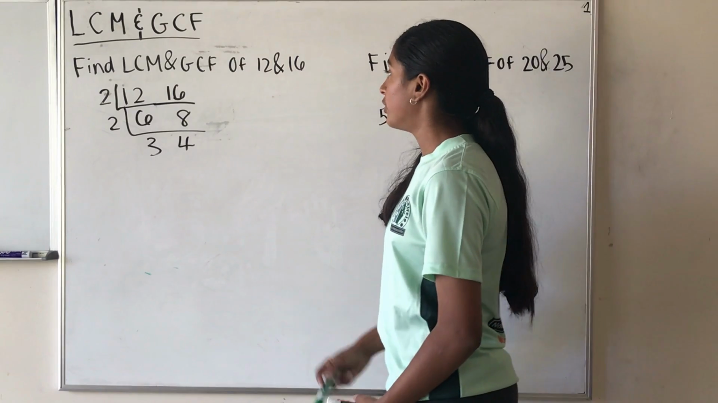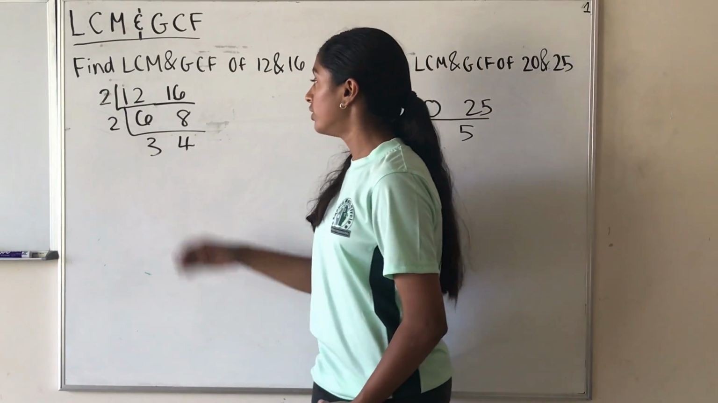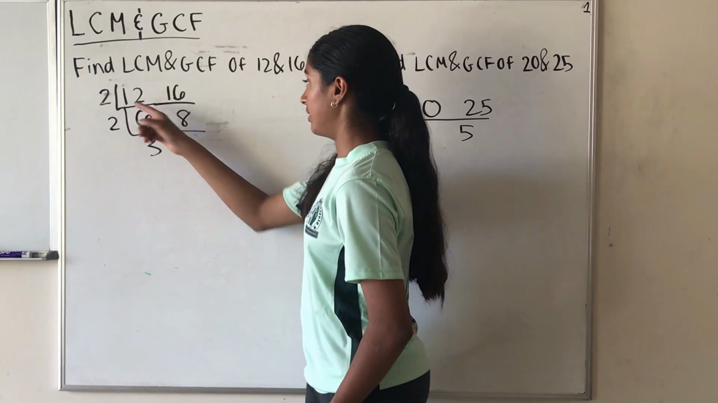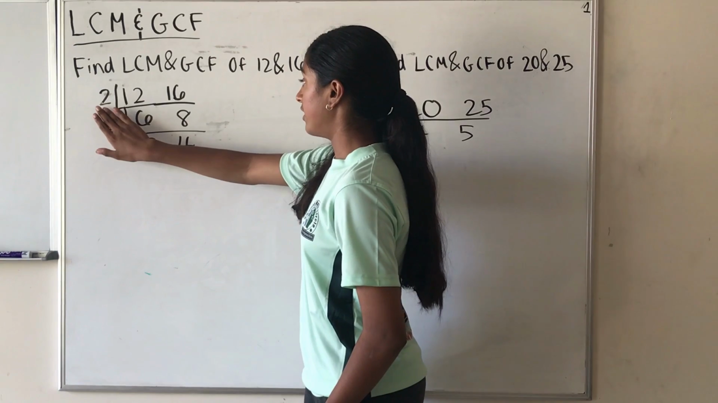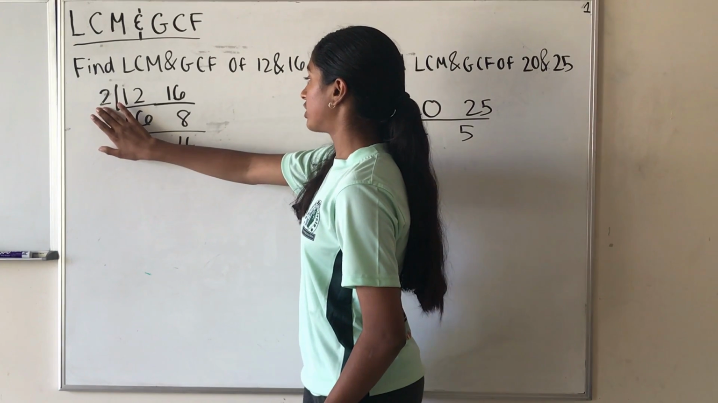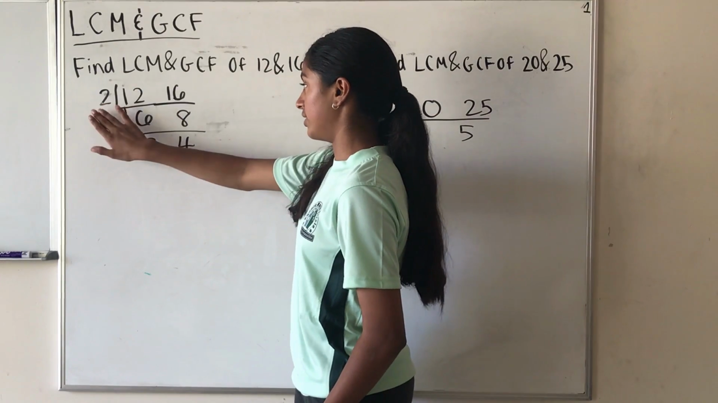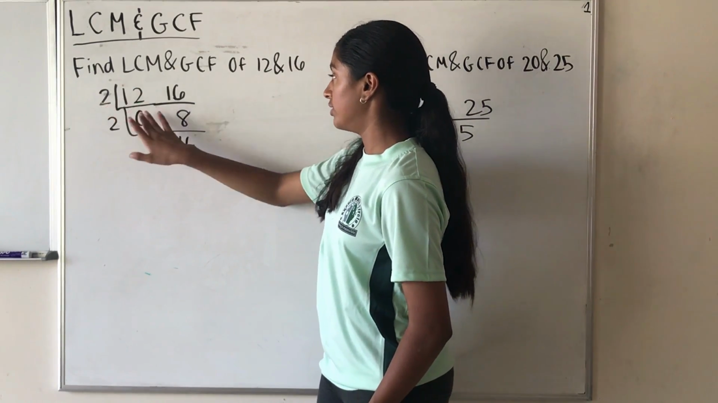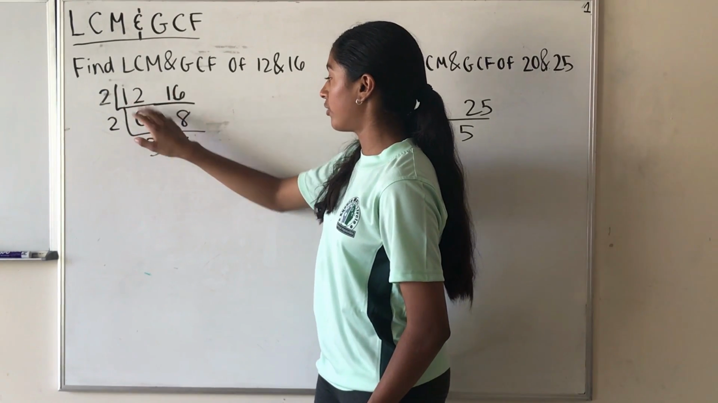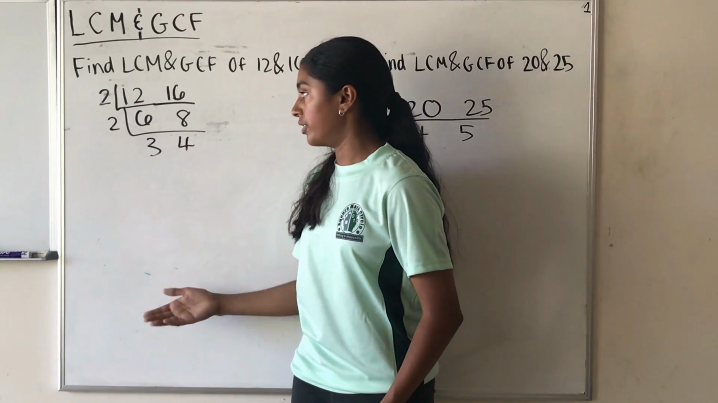So in this problem, you need to find the LCM and GCF of 12 and 16. So first what you do is you write down the numbers, 12 and 16, then you draw an L. Then outside here, you find the smallest prime number that's common between 12 and 16, which in this case is 2. Then you divide the number here, 2, into these two numbers. So 12 divided by 2 is 6, and 16 divided by 2 is 8. Then you repeat the process.